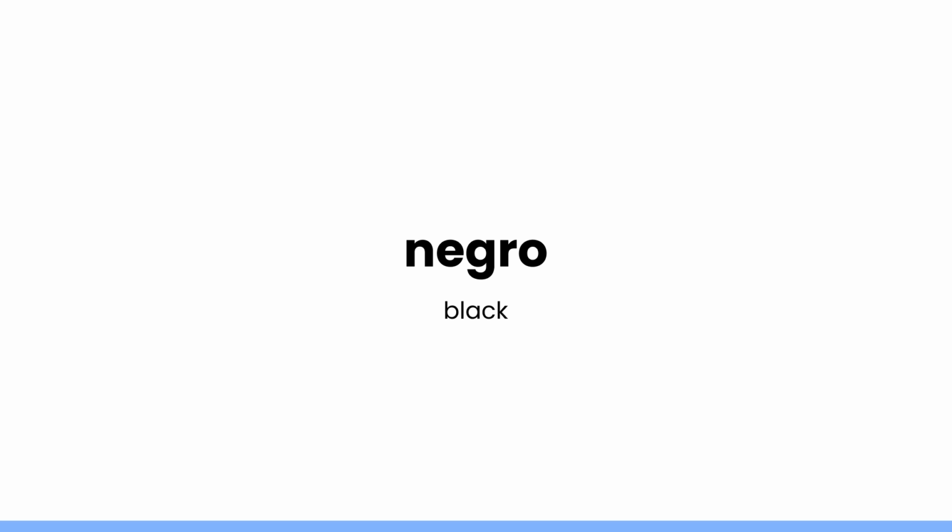Alright, so the first color that we will learn in Spanish is the color black, which in Spanish is negro. Or if we are talking about something feminine, then we can also say negra instead of negro, so we use the A at the end. But for now, we're just gonna learn negro, black.